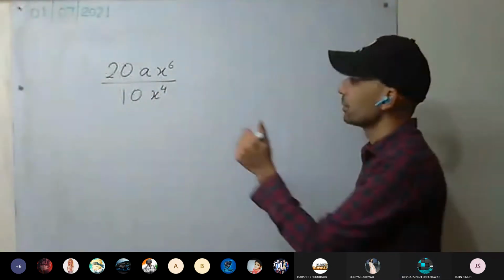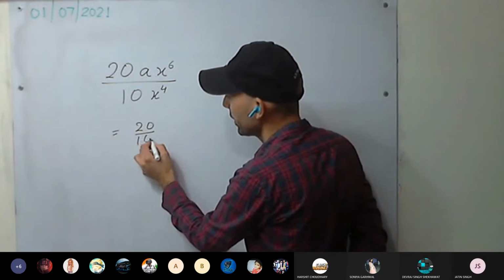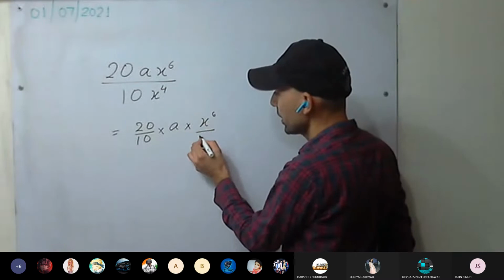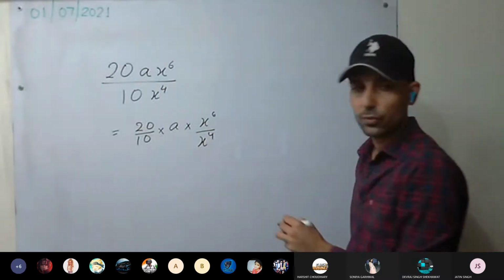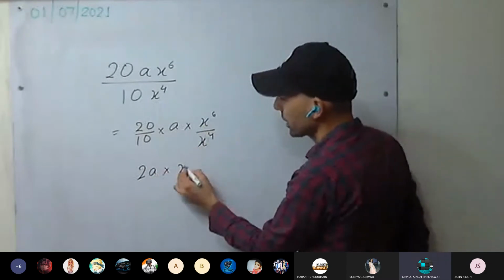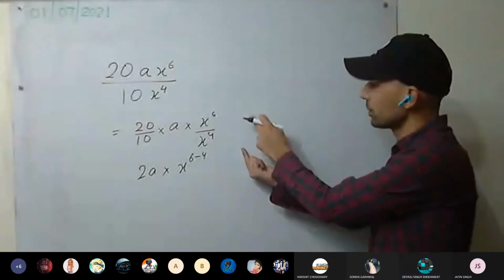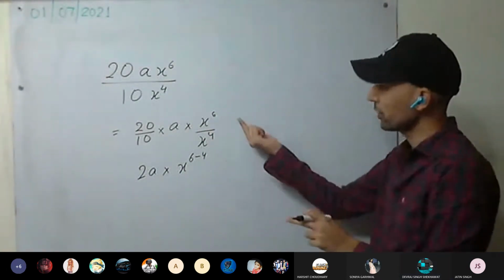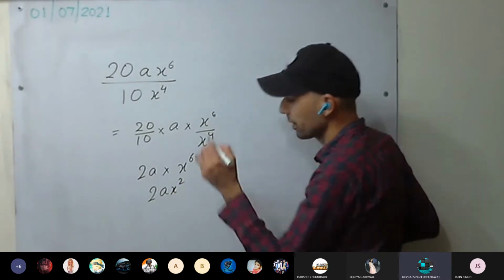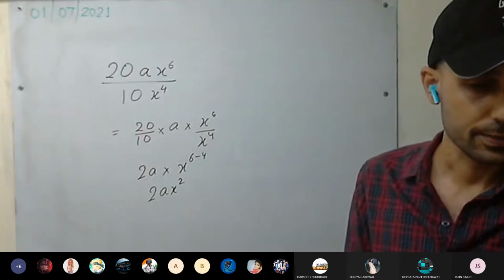Now you can do it straightforward, or you can do it like this: 20 divided by 10, numbers separately. A is there, then x raised to power 6 divided by x raised to power 4. Okay. So it will be how much? 2a into x raised to power 6 minus 4. So how many 6x are there? 6x are there. 4x will cancel. So 2 will remain. 2a x square. Okay. 2a x square.